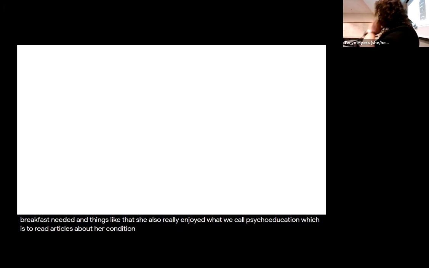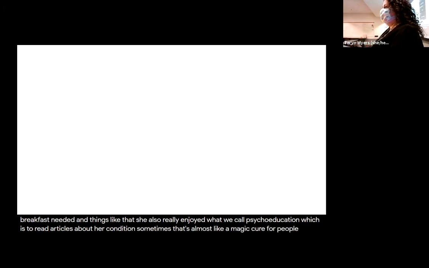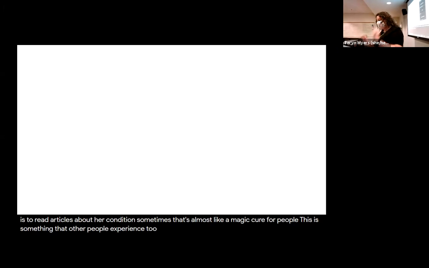She was discharged after 3 weeks in the hospital, was told to rest at home. She had a good recovery for the first 3 months. Our last group already mentioned the family therapy, which seemed to be helpful. And the kids found ways to help dad cook or bring mom breakfast in bed and things like that. She also really enjoyed what we call psychoeducation, which is to read articles about her condition. Sometimes that's almost like a magic cure for people because they're like, oh, this isn't just some random thing. This is something that other people experience too. And the other thing is she gave up smoking.